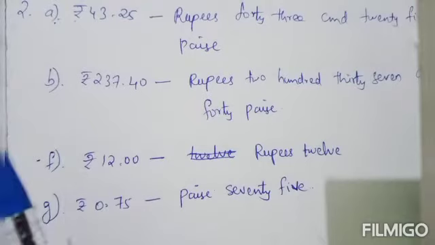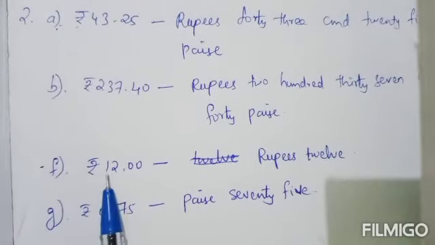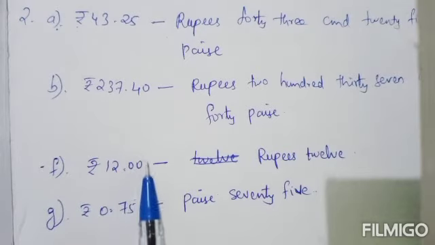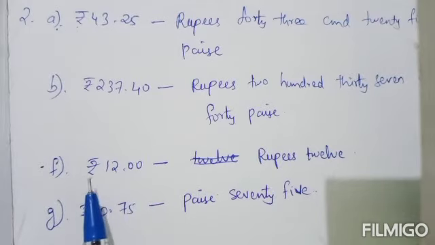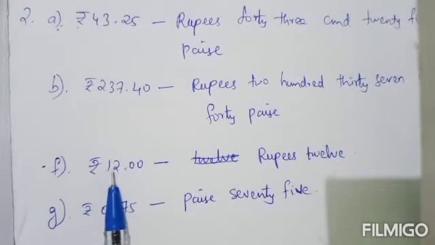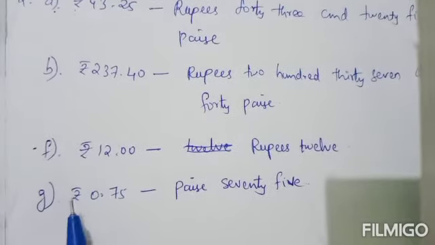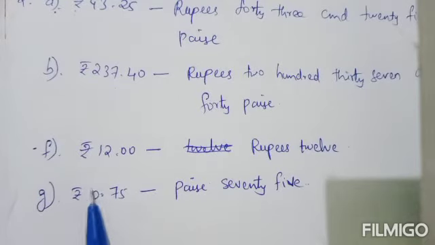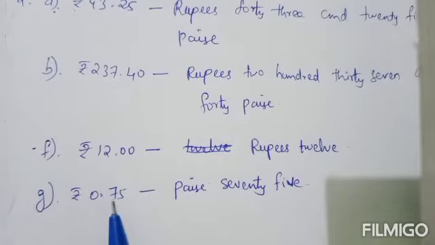Now in that F, rupees 12.00. So in here, the paise part is 0, so no need to write that. You can just write rupees 12. Now G, rupees 0.75. Here the rupees part is 0, so no need to write that. You can just write the paise part, paise 75. In this way you can write. Do the remaining as homework.